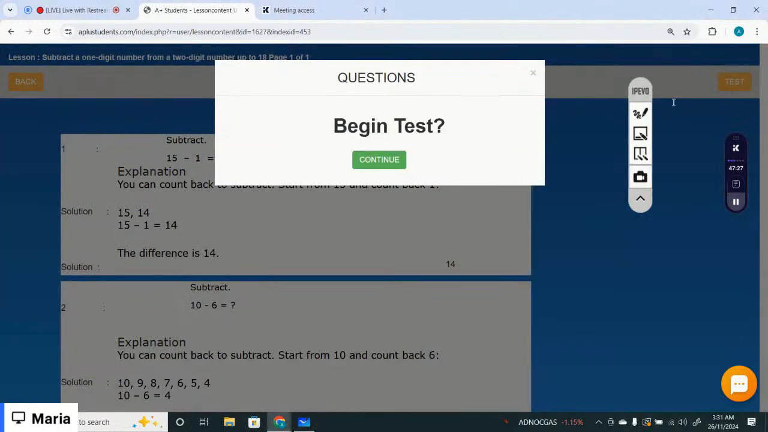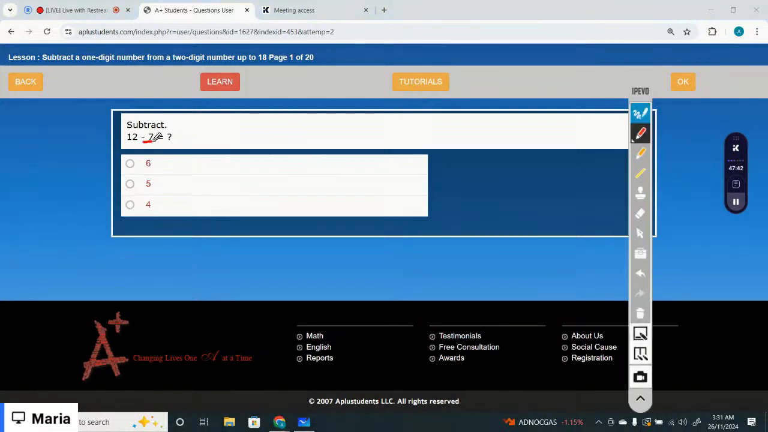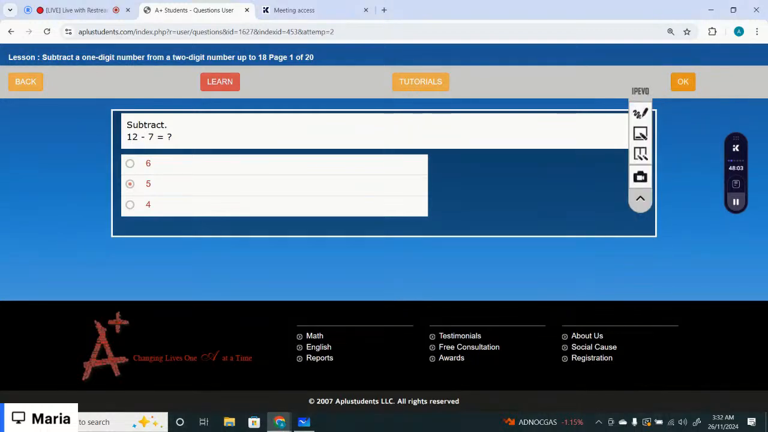Let's just start with the test questions. That is 12 take away 7. So which is the correct option? So start with the smaller number and count up till the greater one. So start with 7, right? 8, 9, 10, 11, 12. So 12 take away 7 is 5. It is option number 2 is the correct option.